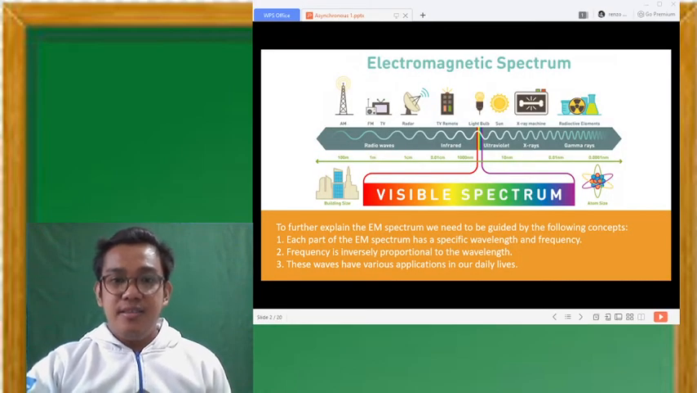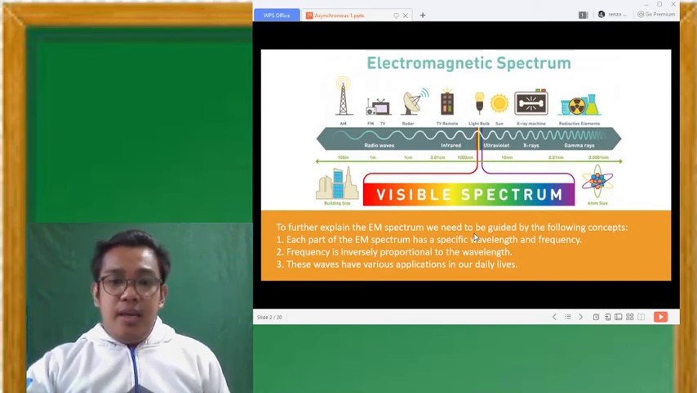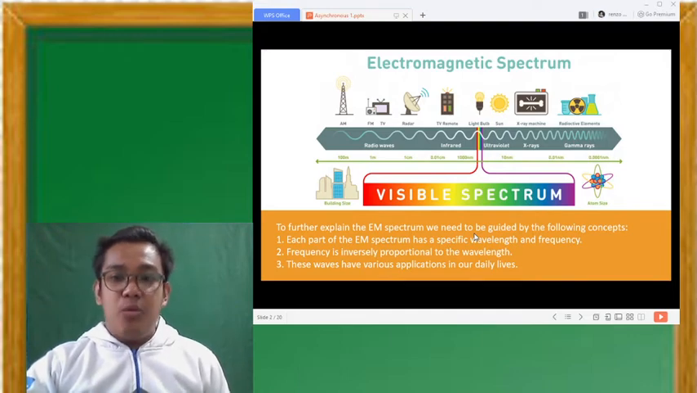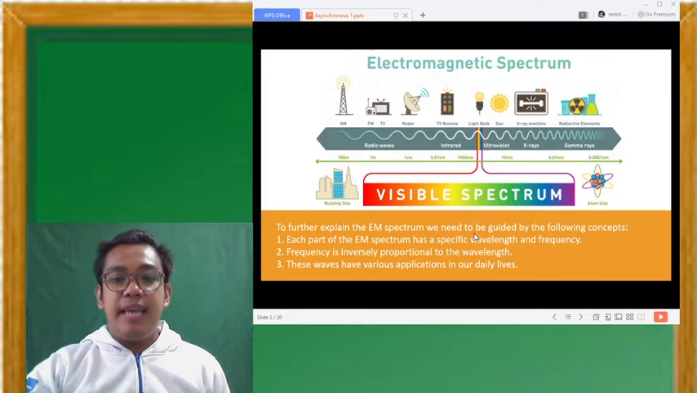Okay, let us proceed to our discussion. Let us discuss the electromagnetic spectrum. For further explanation, we need to be guided by the following concepts. What are those concepts? Number one, each part of the electromagnetic spectrum has a specific wavelength and frequency. Number two, frequency is inversely proportional to the wavelength. Number three, these waves have various applications in our daily lives.